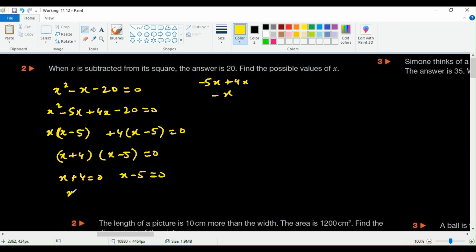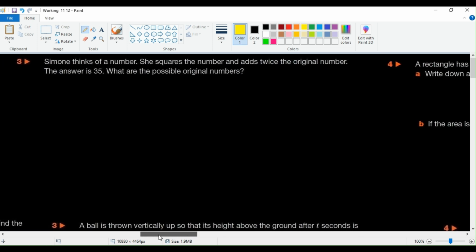That means the value of x is going to be negative 4 and x will also be equal to positive 5. So these are the two possibilities of having numbers. Moving on to question number 3.